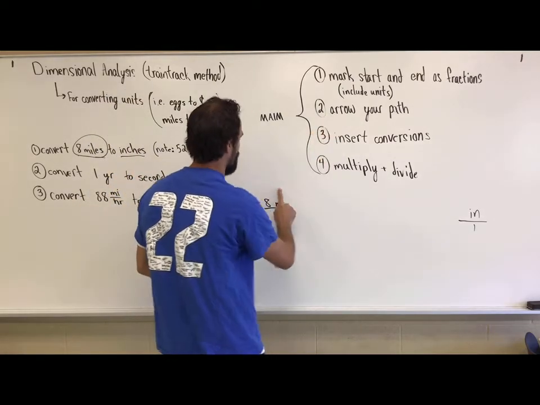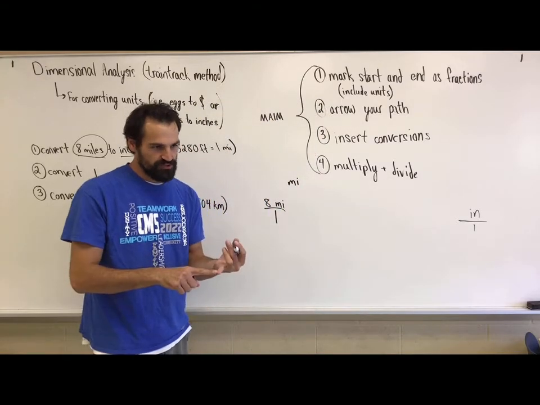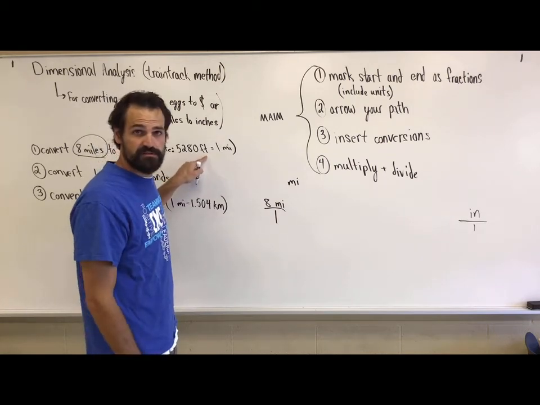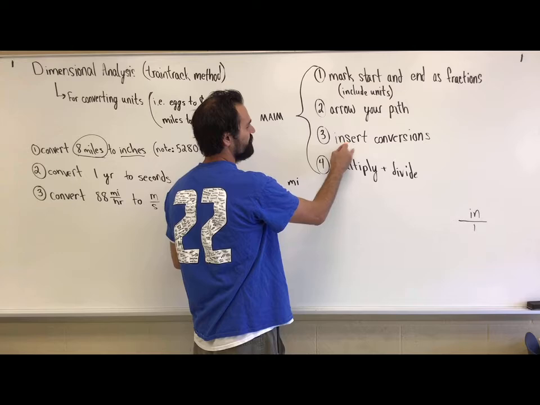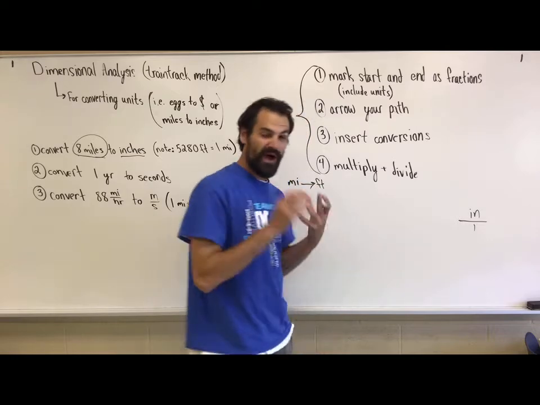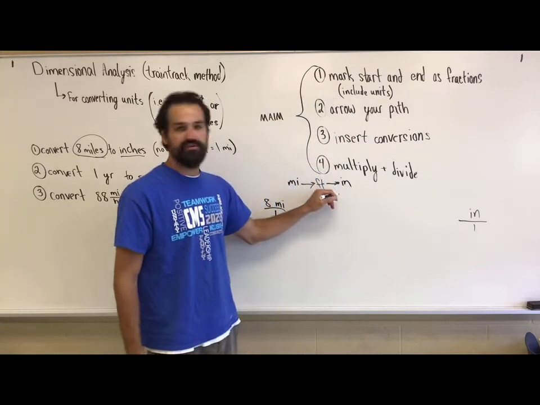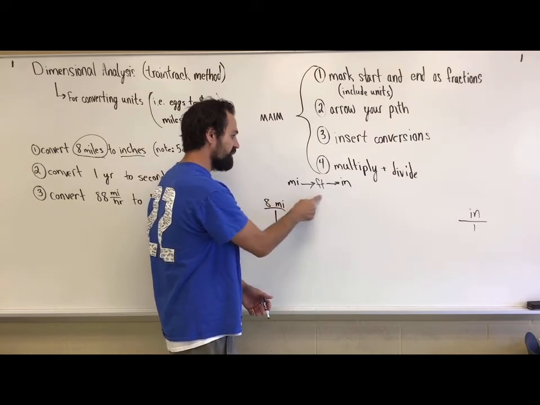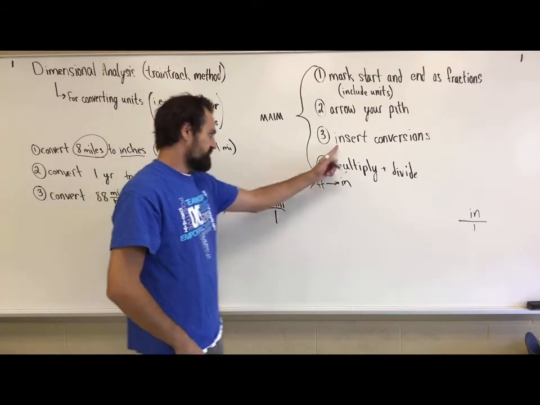And now I need to arrow my path. I don't know how many inches are equal to 1 mile, but I do know that I can go from miles to feet, because 5,280 feet is equal to 1 mile. So while you're arrowing your path, you need to come up with these conversions. I know that I can go from miles to feet, because I know how many feet are equal to a mile, and I know how to go from feet to inches, because I know how many inches are equal to a foot. 12 inches equals 1 foot, 5,280 feet equals 1 mile. So now let's actually apply this. Let's insert our conversions.